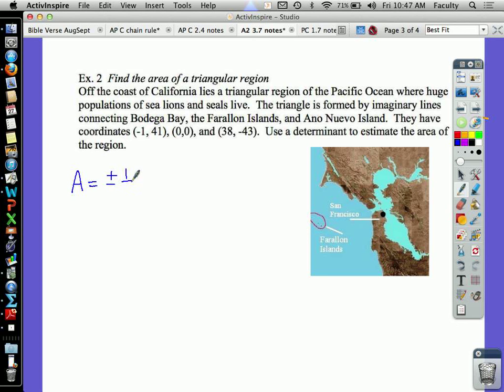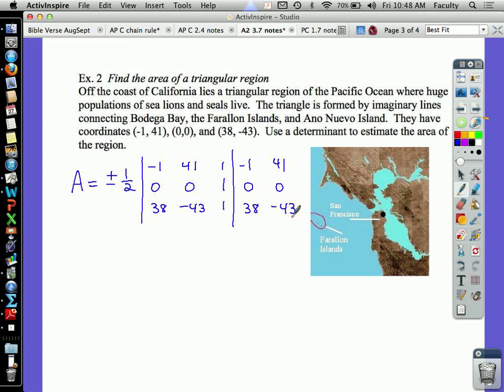Area equals plus or minus 1/2. And then you take the first ordered pair, -1, 41, and add a 1. Then we do 0, 0, and add a 1. 38, -43, add a 1. Well, to do the determinant, it's a 3 by 3 square matrix, so I have to add the two columns. You'll want your calculator, because these are going to get into a couple of big products.